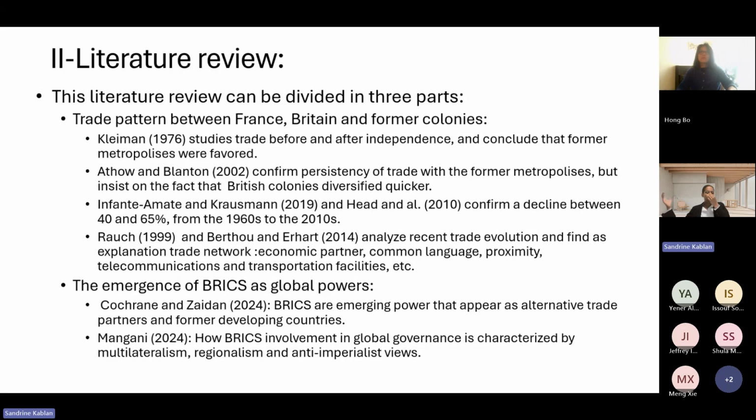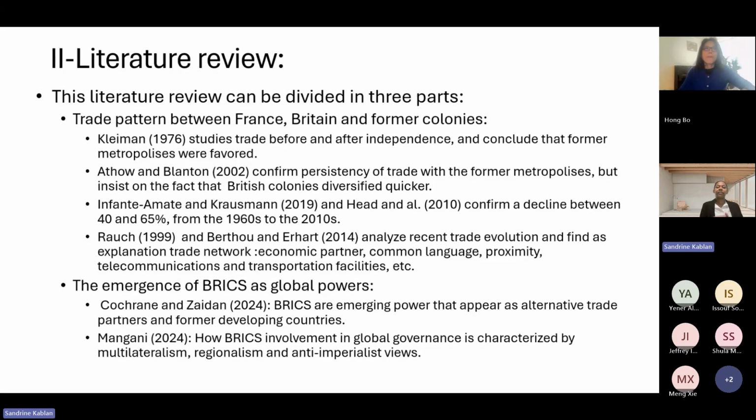More recently, Atto and Blanton in 2002 confirmed persistency of trade with the former metropolises, but insist on the fact that British colonies diversified quicker. And this is related to the colonial rule, I mean the British colonial rule, which was less restrictive than the French colonial rule. And that's why, after the independence, British former colonies will tend to diversify their trade partners.